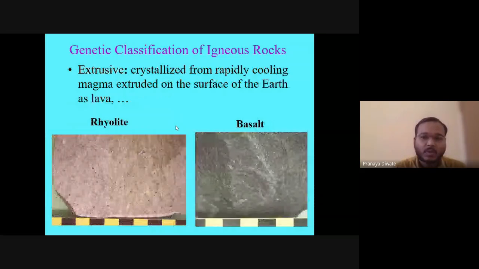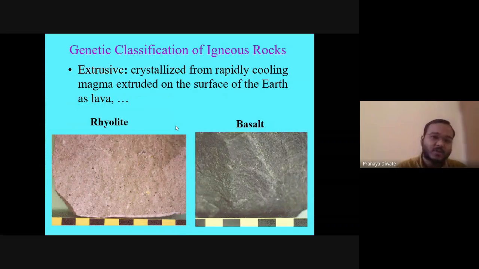What is extrusive rock? Extrusive rocks are those rocks which crystallize from rapidly cooling magma extruded on the surface of the earth as lava. So intrusive and extrusive are two different kinds of rocks. Intrusive rocks are those which form under the surface, and extrusive rocks are those which form on the surface. This is a simple thing. Don't be confused between intrusive and extrusive rock.